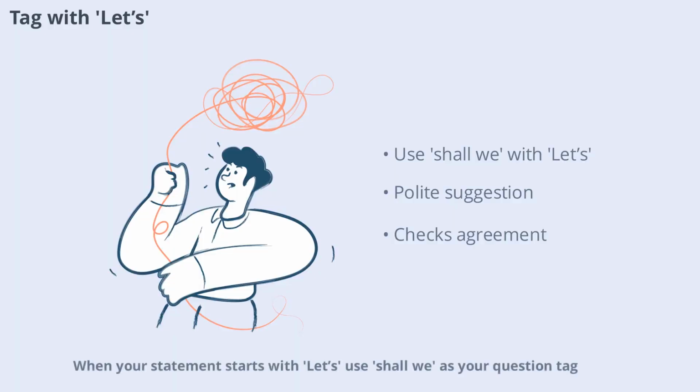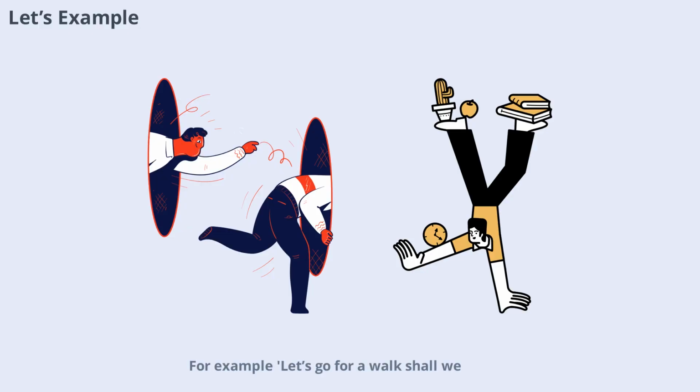When your statement starts with "let's," use "shall we" as your question tag. For example, "Let's go for a walk, shall we?" This is a polite way to suggest something and check if the listener agrees. The tag "shall we" makes the suggestion sound friendly and invites the listener to join in.